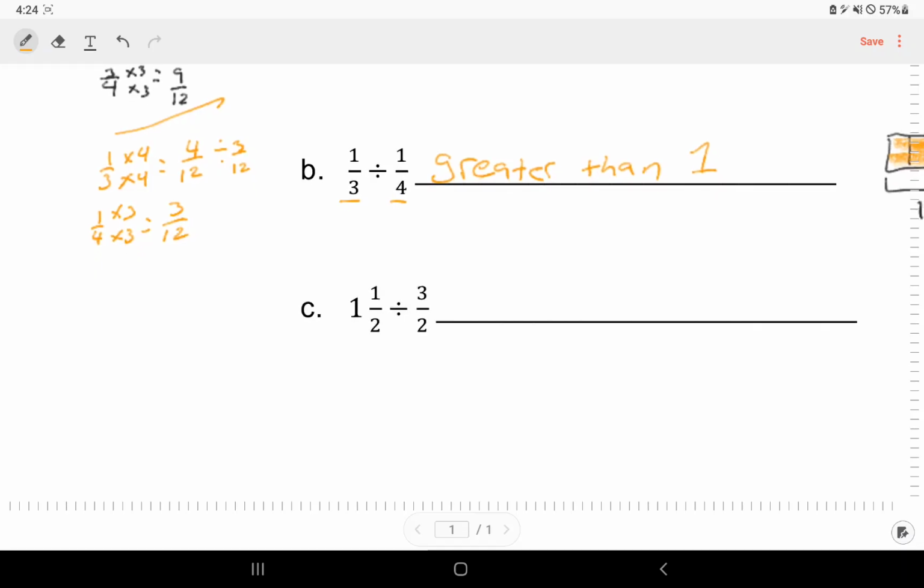And then lastly, we've got 1 1/2 divided by 3 halves. Well, 1 1/2, that's 2 times 1 is 2, plus 1 is 3, so that's 3 over 2 divided by 3 over 2. And so 3 divided by 3 is 1, so that's equal to 1.